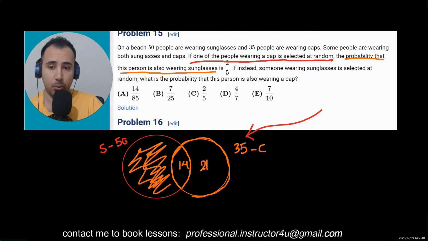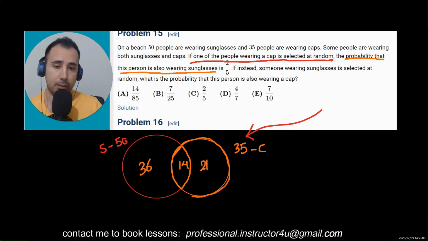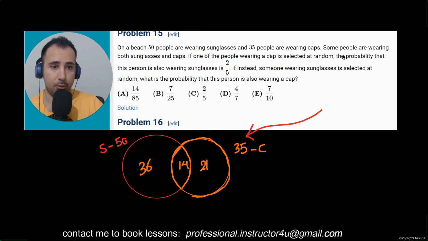Okay, we had a total of 50. 14 is common, so that's going to be 36. Okay, there you go. So we have a complete diagram and we have a full understanding of the situation. So what is the question?